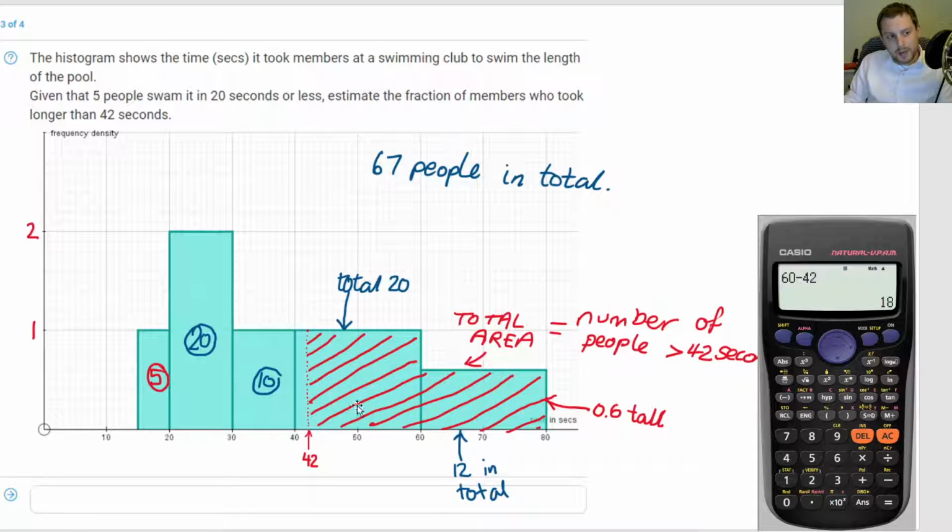So there's 18 people plus 12 people. This red area with the horizontal lines, that's 18 people plus 12 people. That's 30 people. 18 add 12. So we've got 30 people who took longer than 42 seconds.